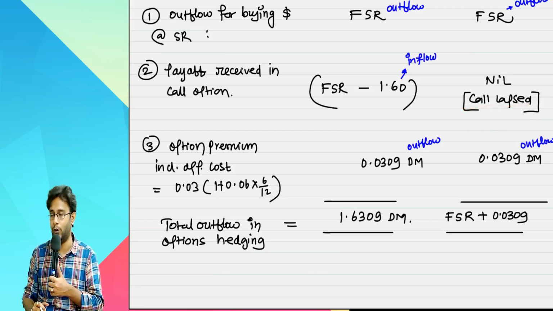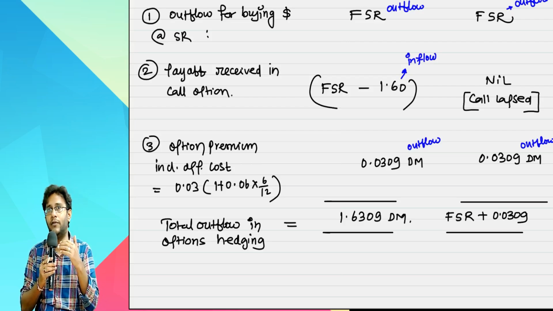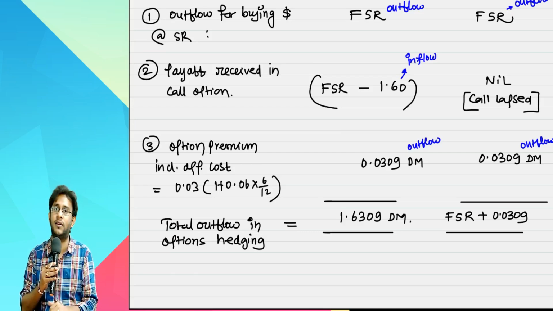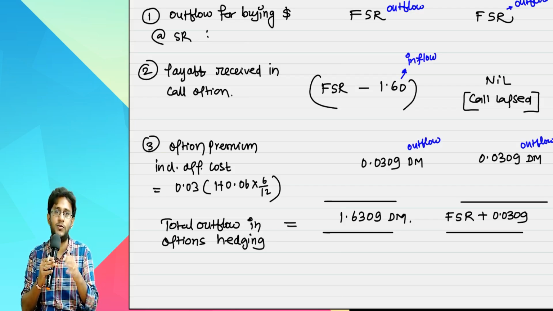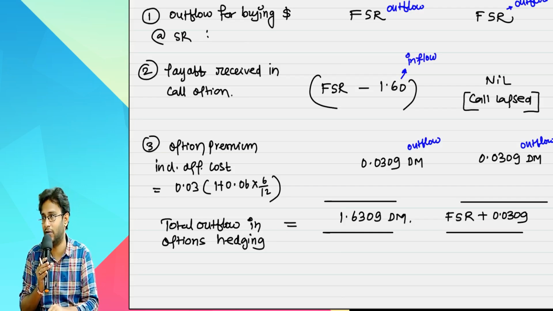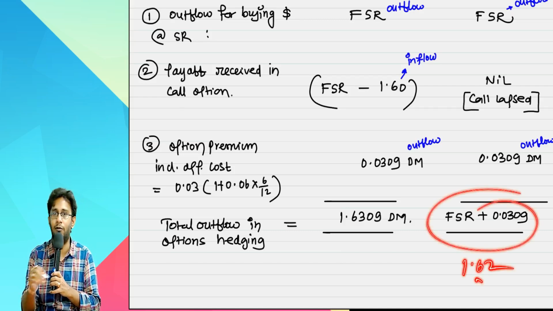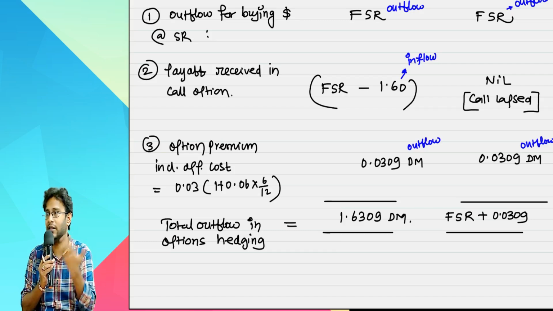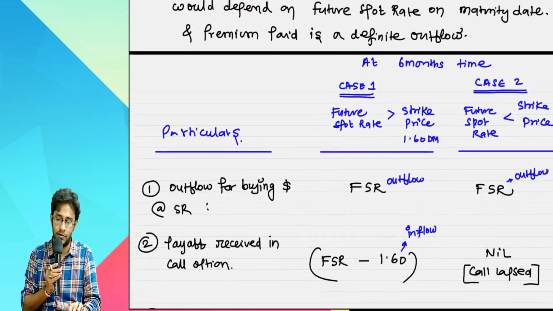So now, next level, after you copy, they are asking at what range the option is better and at what range forward is better. Don't go by ranges. Whenever they ask a range, first work out the indifference point. What is the indifference point? At what spot rate both the options give you the same answer. So I will equate this to 1.62 and work out the future spot rate. If FSR is that much, both the options will give you the same answer. FSR more than that, forward is better. FSR less than that, call option is better. Over. Like that we will present. Clear? Copy this.